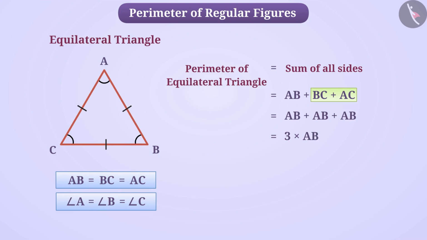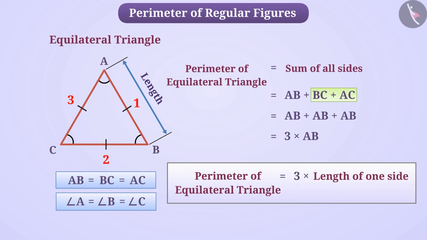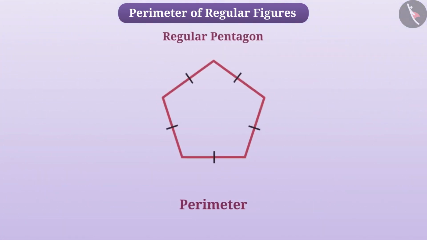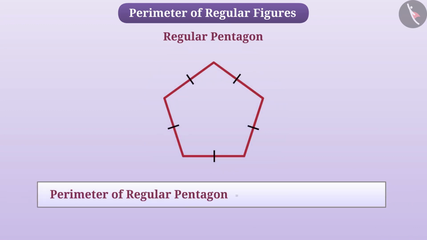In this way, we can also say that just like a square, the perimeter of an equilateral triangle is the length of one side multiplied by the number of its sides. That is, the perimeter of equilateral triangle is equal to 3 multiplied by the length of one side. Now, you can stop the video and find the perimeter of the regular pentagon. In this case, we can say that perimeter of regular pentagon is equal to 5 multiplied by length of one side.